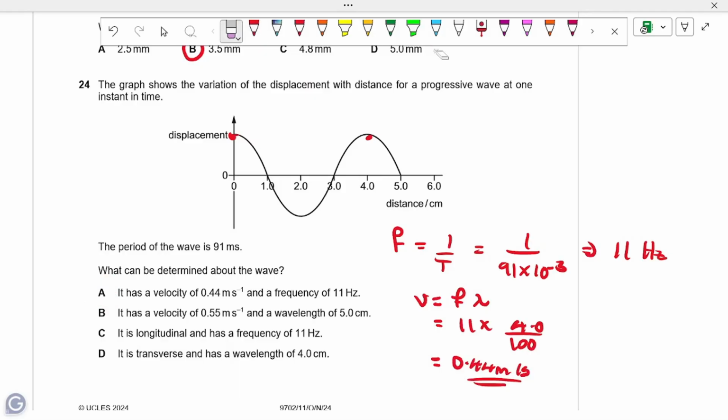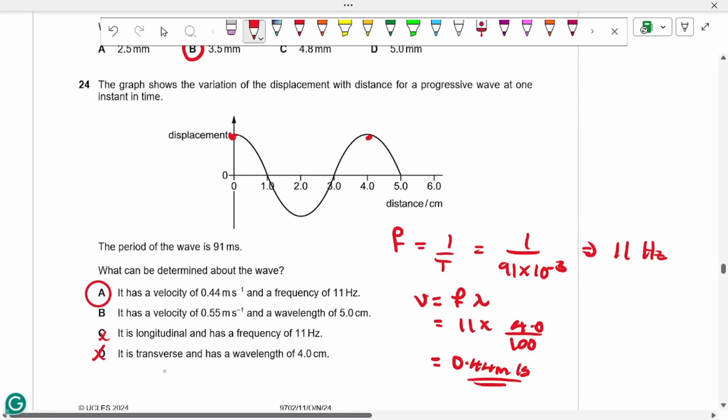Okay. Is B correct? The velocity can't be 0.55. I just calculated it and I obtained 0.44. So B has to be wrong. Is the answer C? The frequency is correct. Yes. Is it longitudinal? I don't know, honestly. Is it transverse? I don't know.